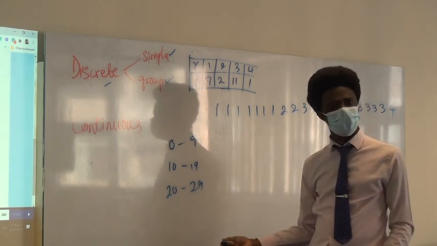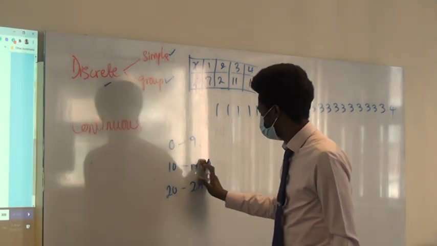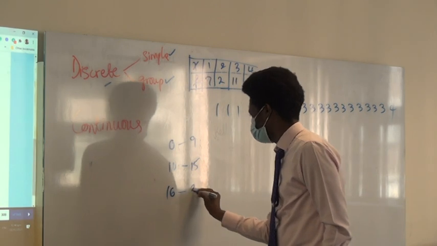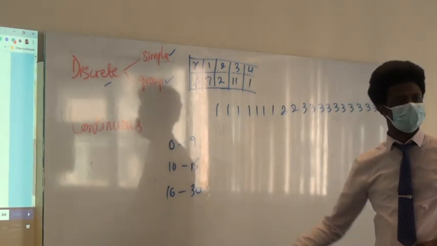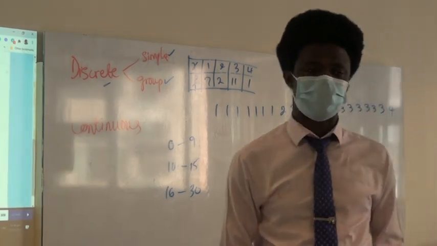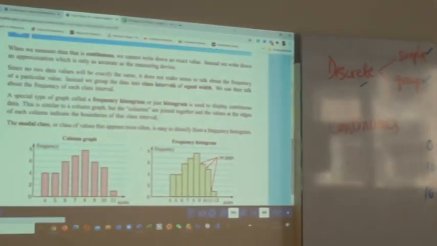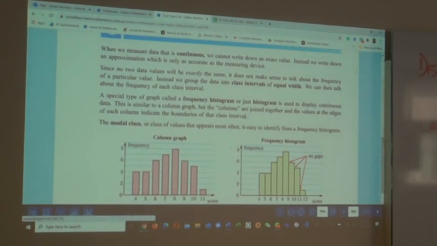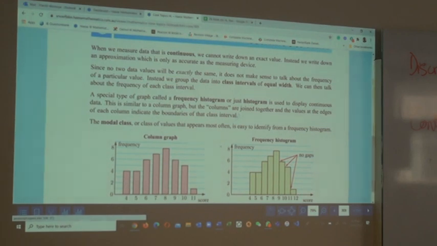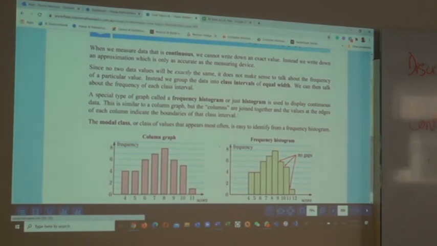It's possible you have 0 to 9, 10 to 15, 16 to 30, and for whatever reason, this gives you an unequal class width. If I come across anything like that in the question, I'll let you know. But your syllabus says something about unequal as well. So we have to have that in our mind. But for now, this is for the equal class width. So in that case, we can use our column graph.